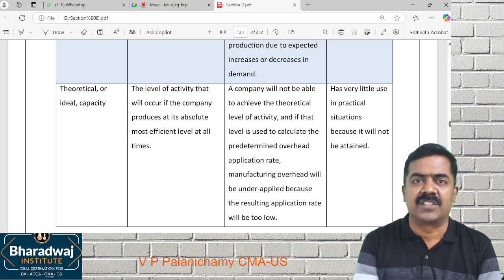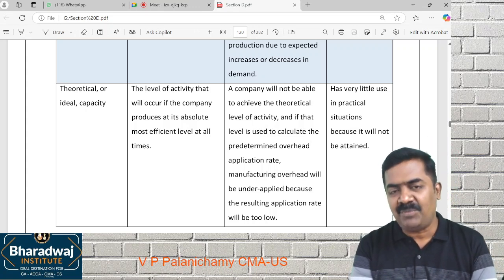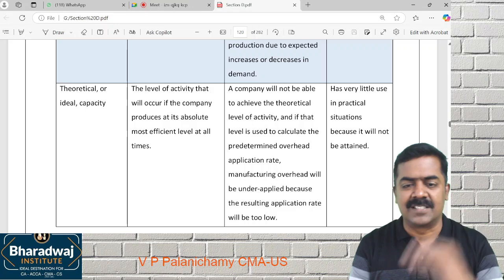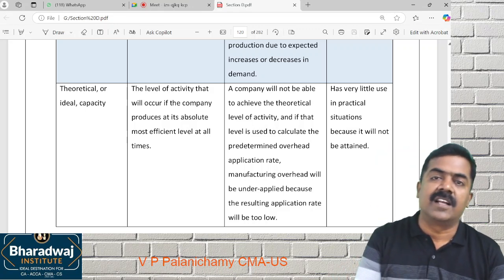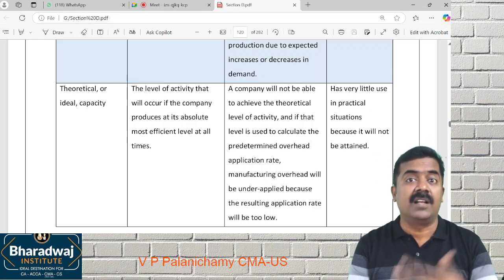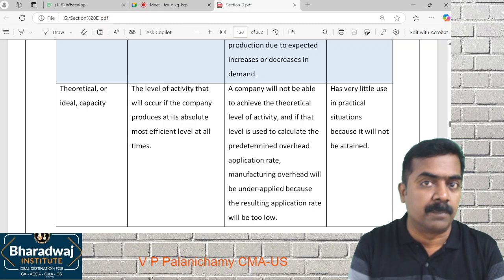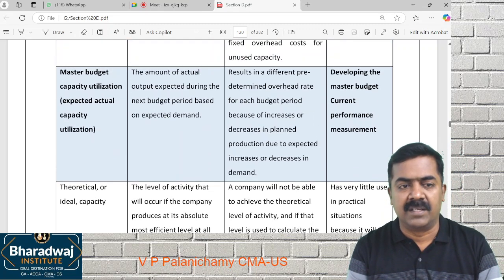You can manufacture, but who will sell the products? Due to lesser demand, you have to stop the production. Due to various reasons, the theoretical capacity cannot be obtained. Suddenly there may be a power cut. Suddenly there may be a breakdown in a component you have to repair. So theoretical capacity is not attainable.